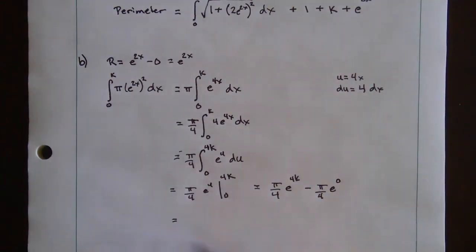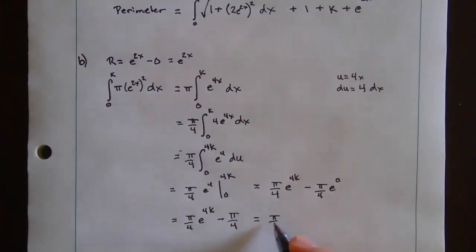So in terms of k, it would be pi over 4 e to the 4k minus pi over 4. And I would stop there. I mean, that's it. Or if you wanted to, you could factor out a pi over 4, and then it would be e to the 4k minus 1. So that's the volume of this region that they're talking about.